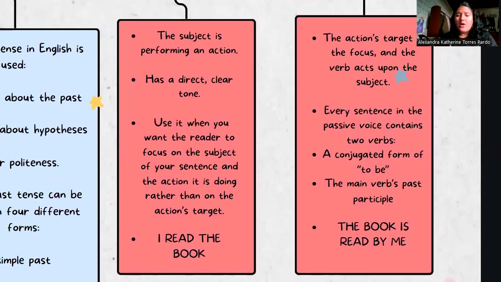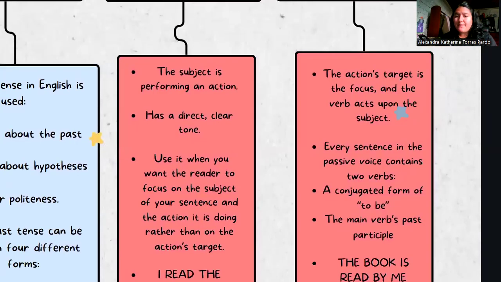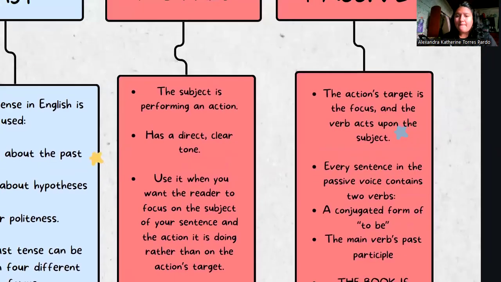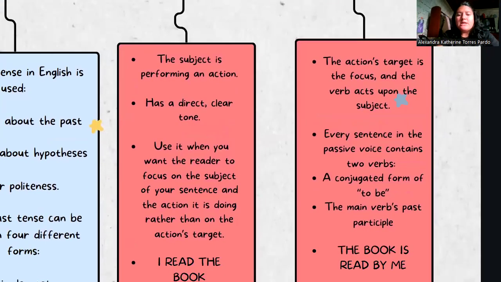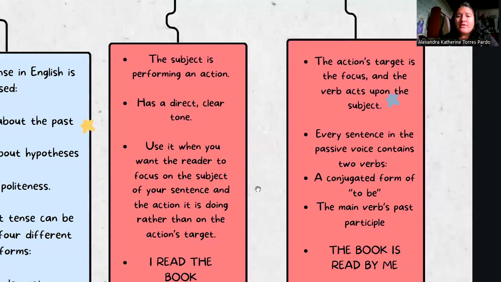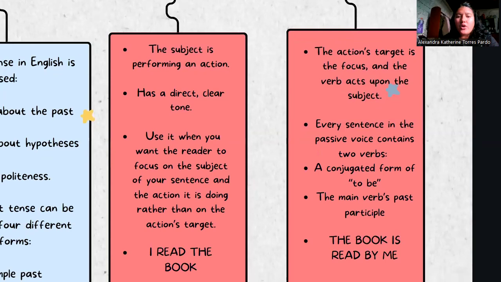Okay, now I'm going to explain the passive voice. In the passive voice, the subject receives the action of the transitive verb. Every sentence in the passive voice contains two verbs: a conjugated form of to be and the main verb's past participle.